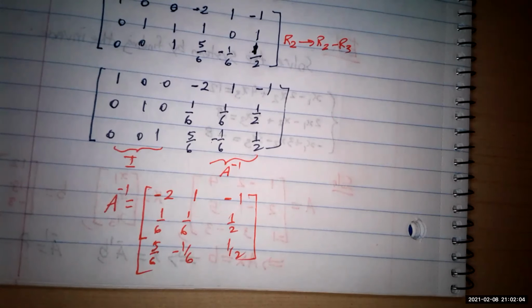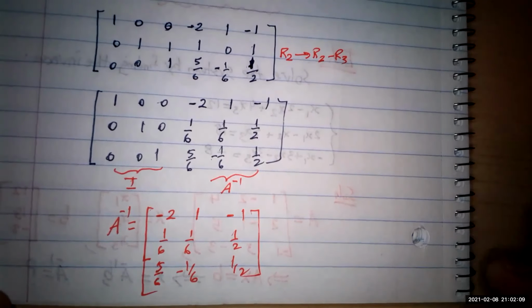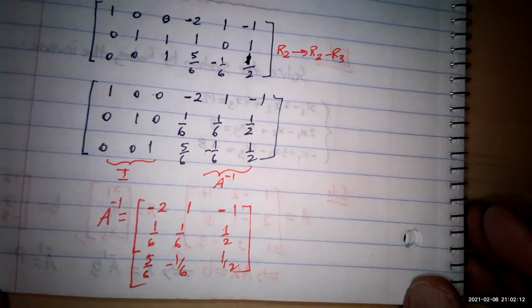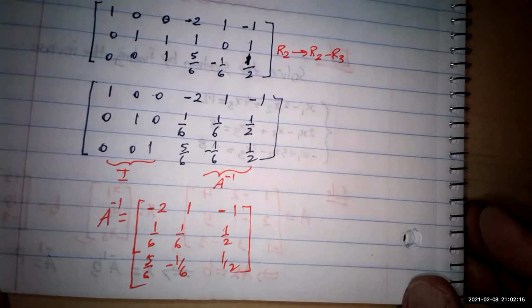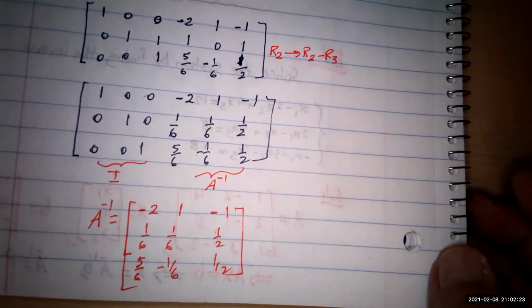Remember, this is going to be your A inverse. So the result of the system, X, is equal to A inverse times B. Remember what's the B? B is 12, 18, negative 8. So we go to the next page and we identify X equal to A inverse B, and that would be the final answer. So there you are, the solution of your system: X is equal to A inverse times B.